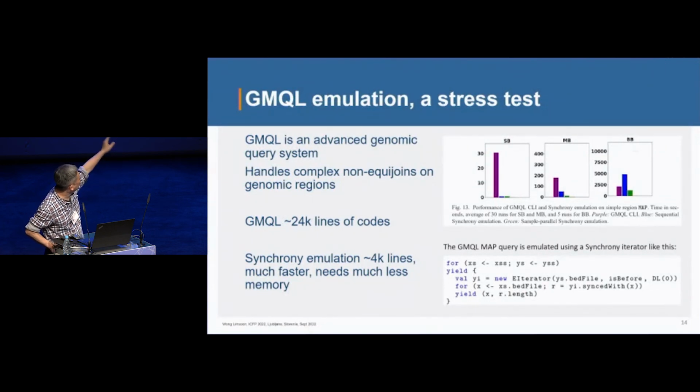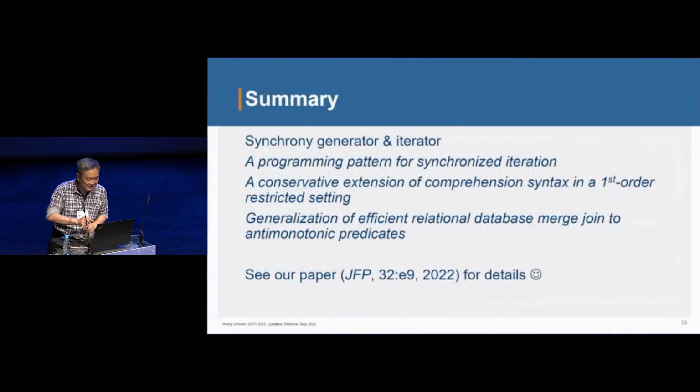So you can see on the leftmost chart, the purple bar is original GMQL. The blue bar is when I execute Synchrony iterator in sequential mode, and the green bar is Synchrony iterator executed in sample parallel mode. The original GMQL is completely parallel. Not only sample parallel, it also chopped the genome into small pieces and ran in parallel. So you can see the performance is very impressive. Okay, I will stop here.